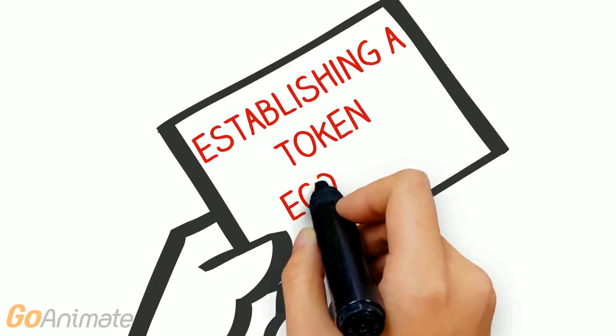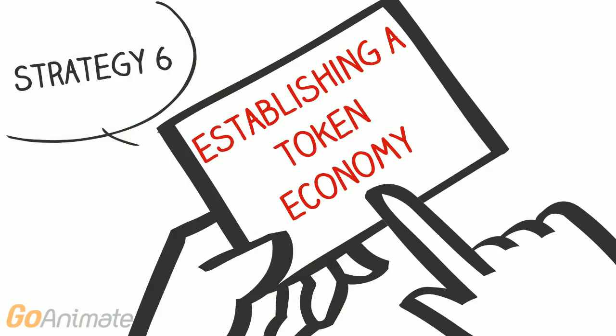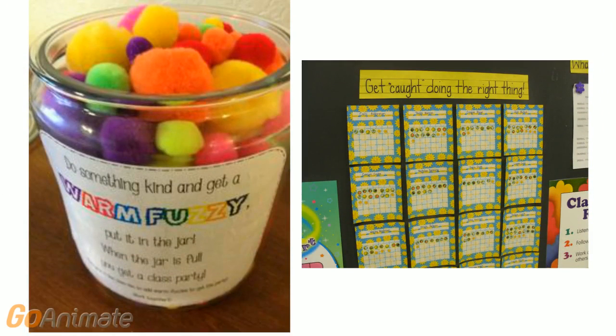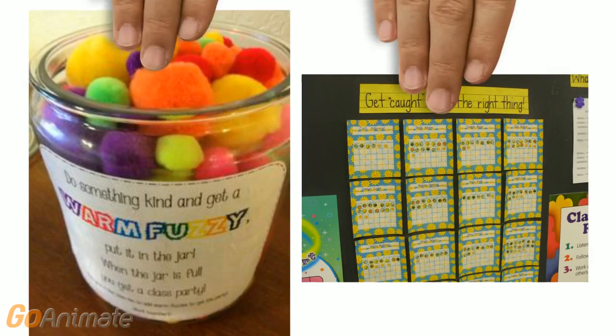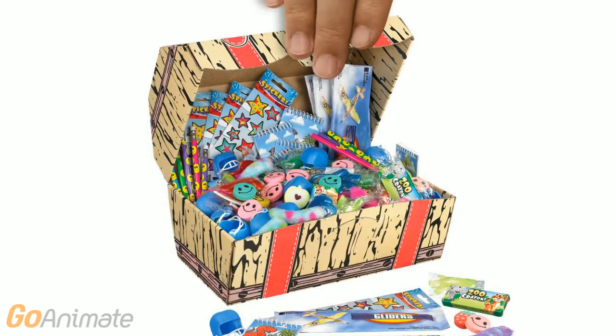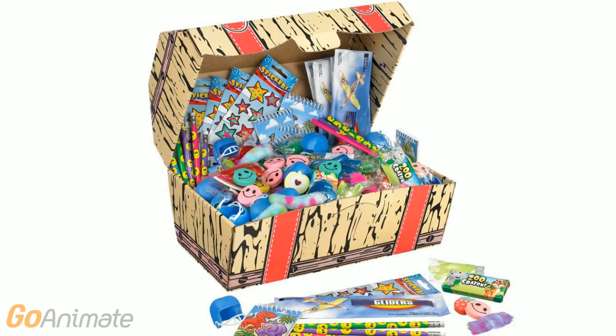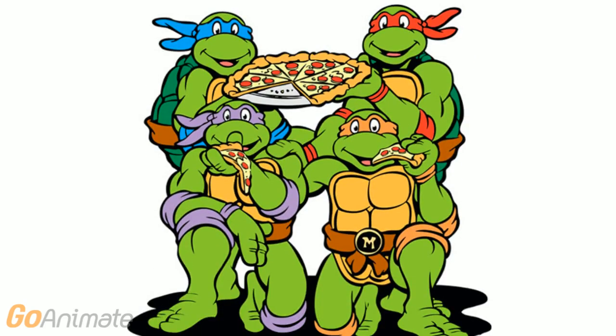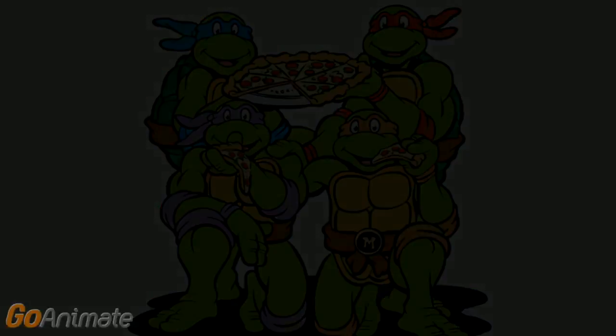Establishing a token economy. Although the teacher I observed doesn't do this, some teachers manage behavior by giving students tokens for good behavior. When a student gets a certain number of tokens, they get a reward. Sometimes the whole class works together for something like a pizza party. Yum! Those are just a few strategies for helping all students, including those with disabilities, succeed in an inclusion classroom.